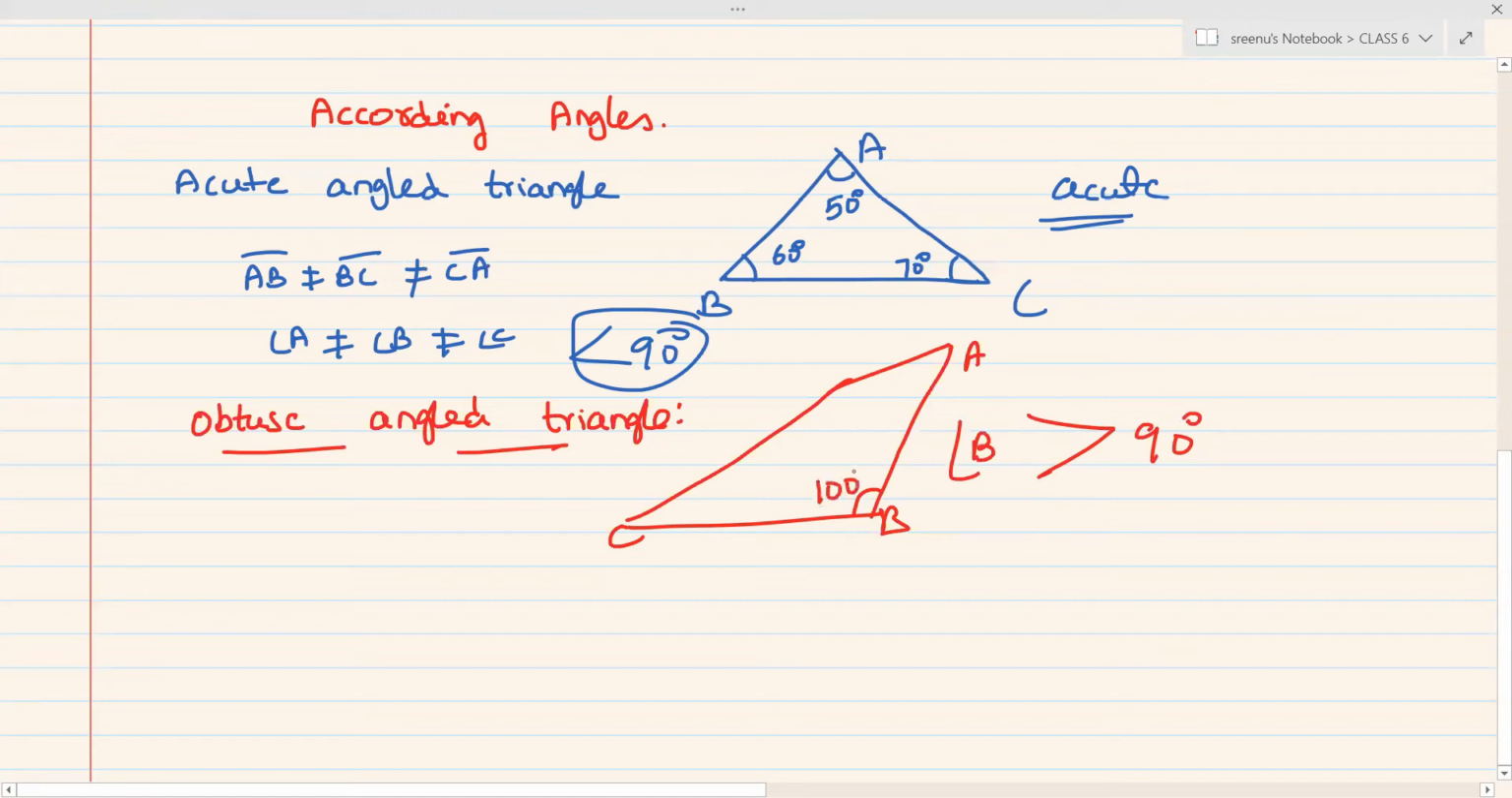I will take it as 100, and I will take it as 50, and I will take it as 30 degrees. Right? One angle is greater than 90. I'm specifying here one angle. If two angles are greater than 90, it becomes greater than 180. That does not form a triangle. Okay. So one angle should be an obtuse angle, then it is called an obtuse angle triangle.